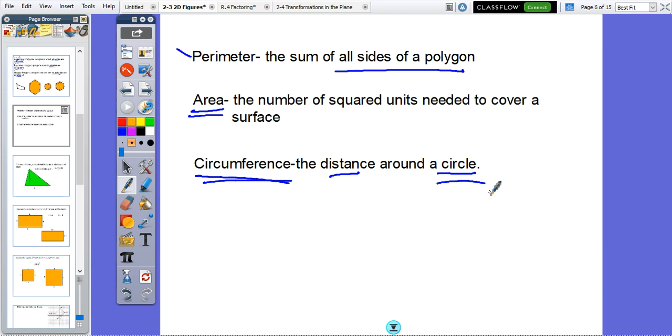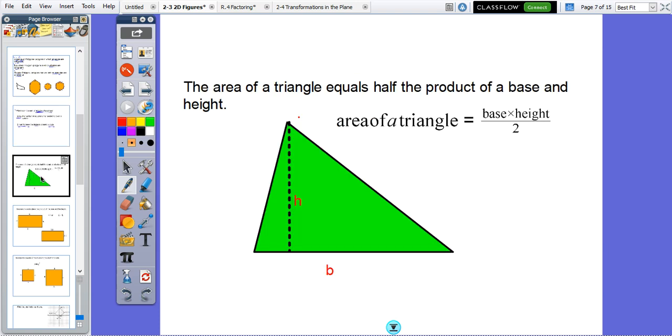Now, a question for you guys. Why do we not call the distance around a circle also a perimeter? Yeah, there are no sides to the circle. You have to have sides to have a perimeter. If you don't have sides, then you have circumference. Correct. So let's talk about triangles.